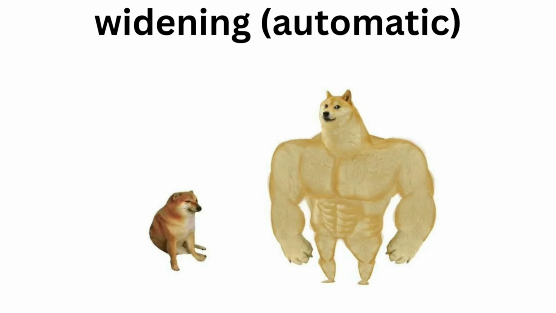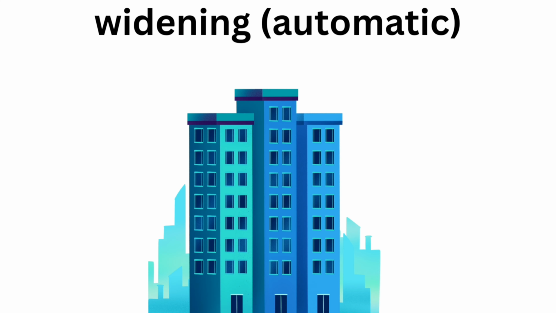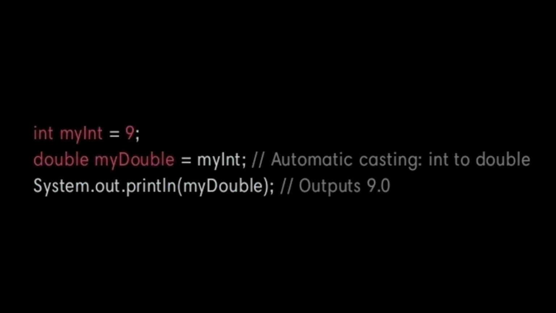Widening casting happens automatically when we convert a smaller type to a larger type size. Think of it as moving from a small apartment to a bigger house. Here's how it works. Pretty straightforward, right?